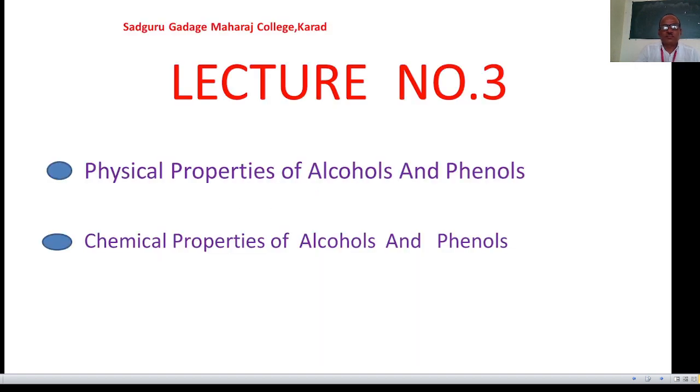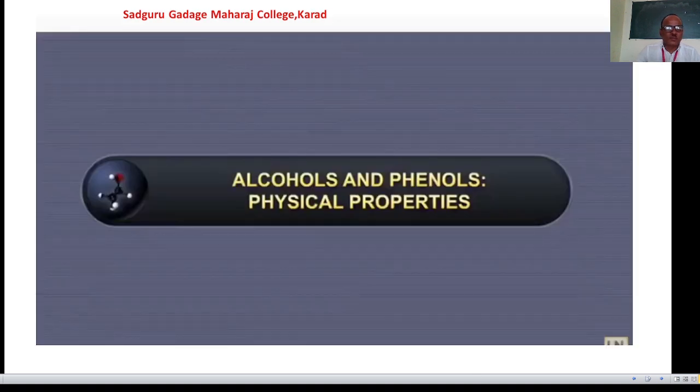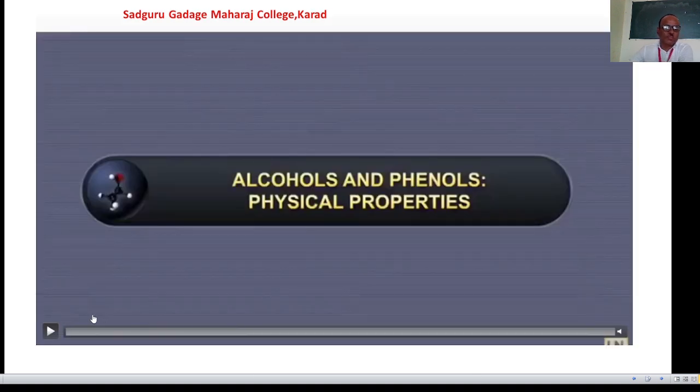In the previous lecture, we studied the preparation methods for phenols and alcohols. In today's lecture, lecture number 3, we are going to study the physical properties of alcohols and phenols, as well as the chemical properties of alcohols and phenols. So let us start with the physical properties of alcohols and phenols.